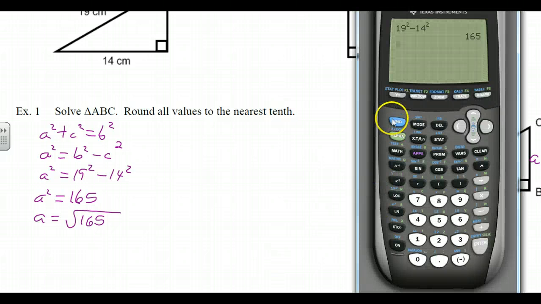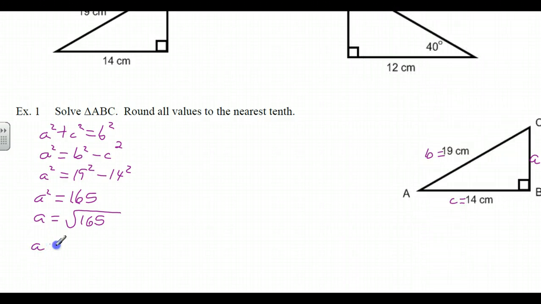So let me show you how to do that on the calculator. We go second function x squared, that brings me square root. I want this number. To get the number, I go second function, and then see this little a and s, on the minus here, and a and s means bring down the previous number. So it's going to bring in the 165, and we get, rounded to the nearest tenth, 12.8.